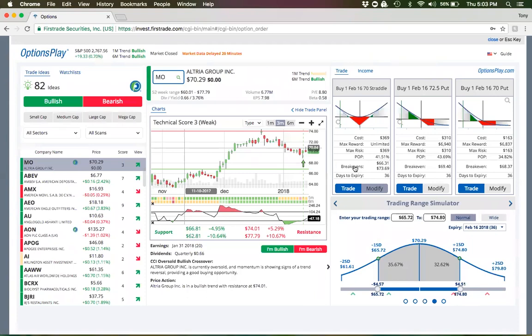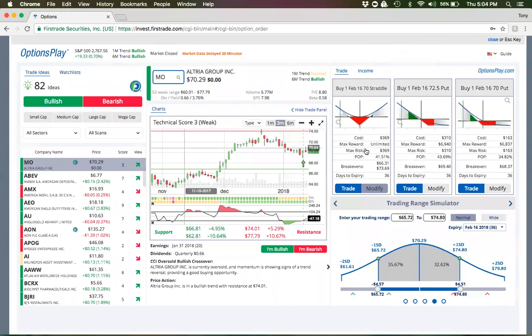Now, the reason we created the options play score is because these numbers are not always easy to get a feel for what the true risk reward of a strategy is. So as you can see here on this straddle, you see mostly red and very little green, right? That means that you have a lot of potential for risk, but very little possibility of getting any actual reward.